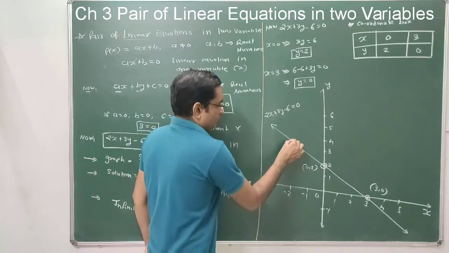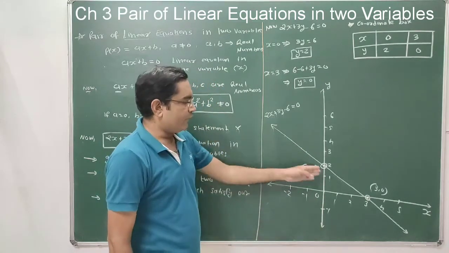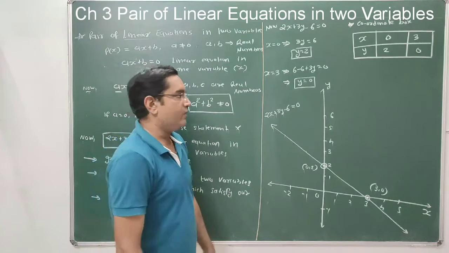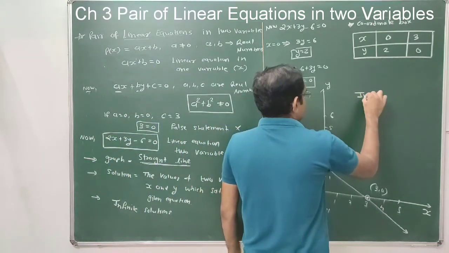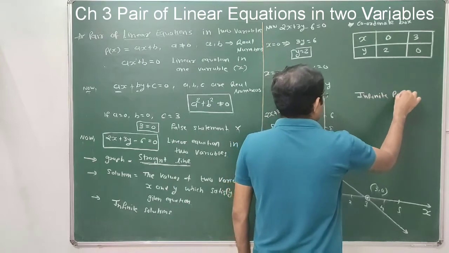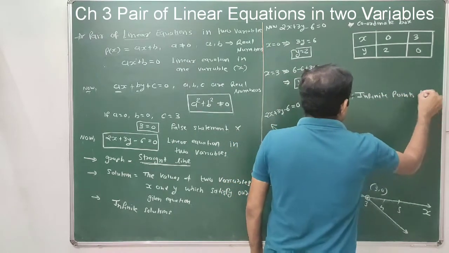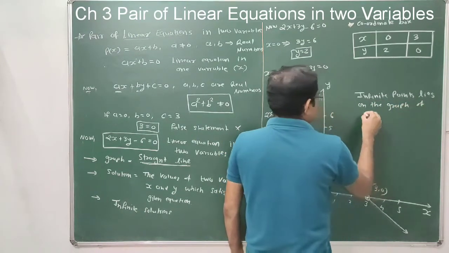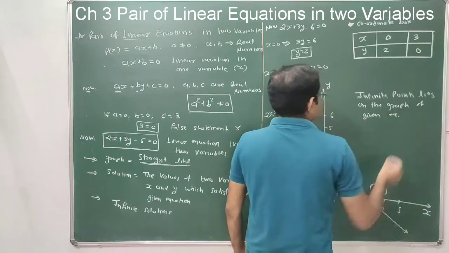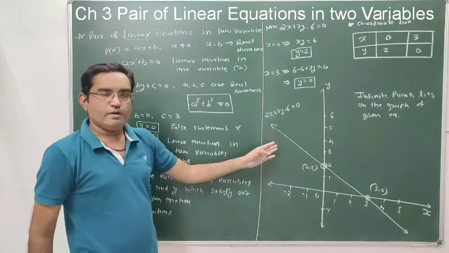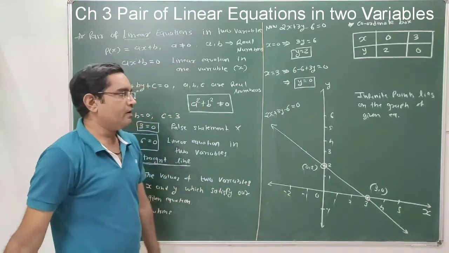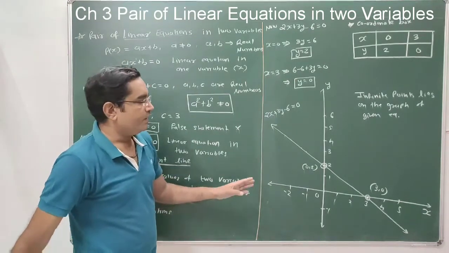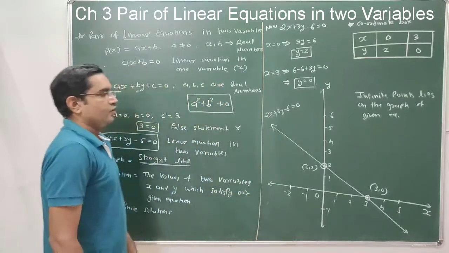And this is the line. On this line, infinite points are there. So infinite points lie on this line, which means infinite solutions. This linear equation in two variables has infinite solutions. Infinite points lie on the graph of the given equation. So we can say that this linear equation in two variables has infinitely many solutions. Clear? So this is how you can find the solution of a linear equation in two variables, and how you can find the graph of a linear equation in two variables.